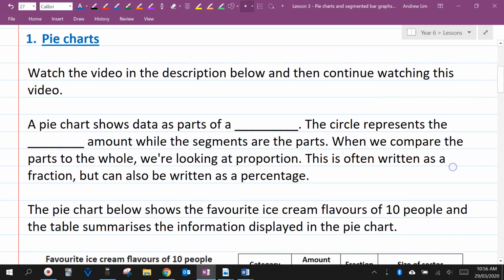What I'd like you to do is just pause this video and watch that video in the description below, and once you finish that, to continue watching this video.